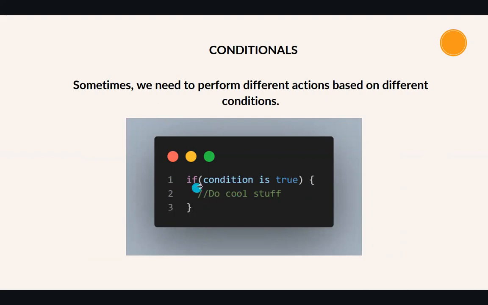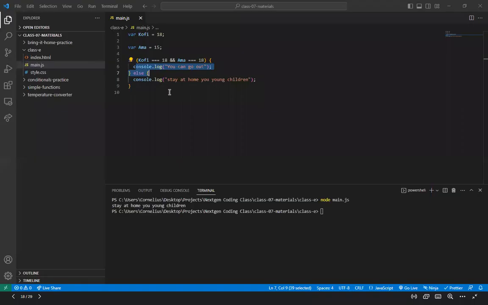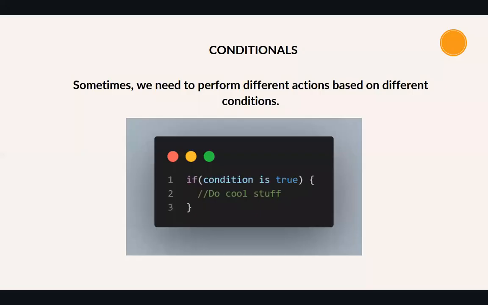So in our example, we said if Amma is this and Kofi is this, do this. So this is our conditional, and this is how we write a conditional. It's an if block, where we do something based on different conditions. So if this is true, we do this. If this is false, we do this. So we use a conditional.